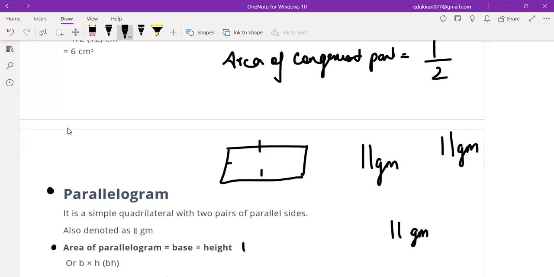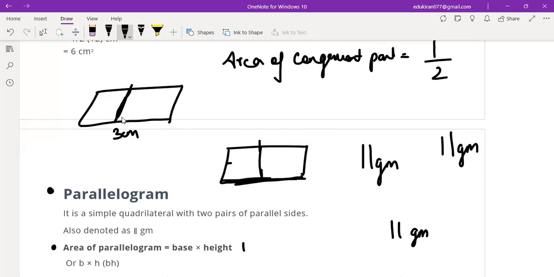Ma'am, base is also the inside, right? Base is this one and height would be anywhere. For example, this is your parallelogram. This will be your base, 3 centimeter, and this will be your height. So base is same as perimeter, ma'am? No, base is basically this side.